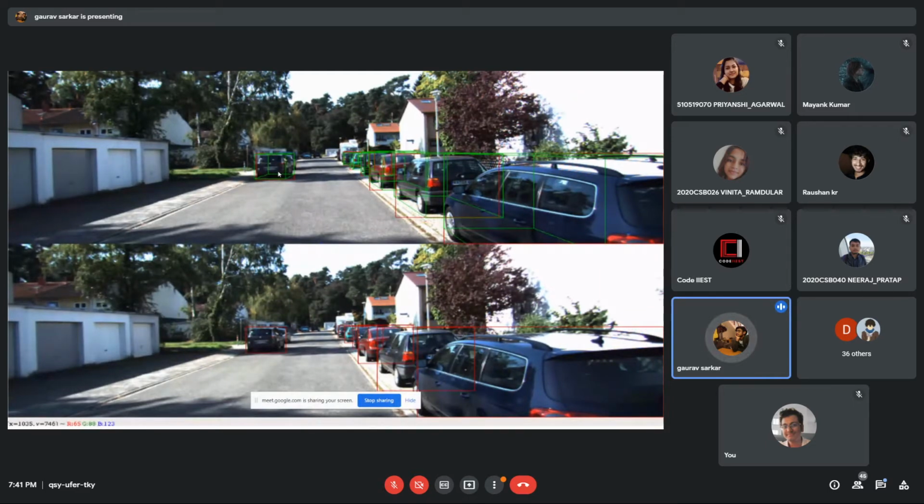our 3D object detection algorithm. There are problems like the occlusion problem. By occlusion I mean, say suppose two or three cars are very close to each other, then our algorithm can't detect this.